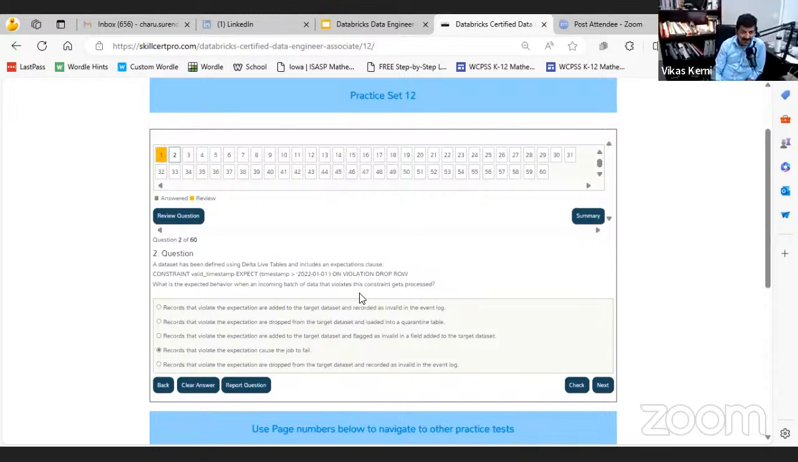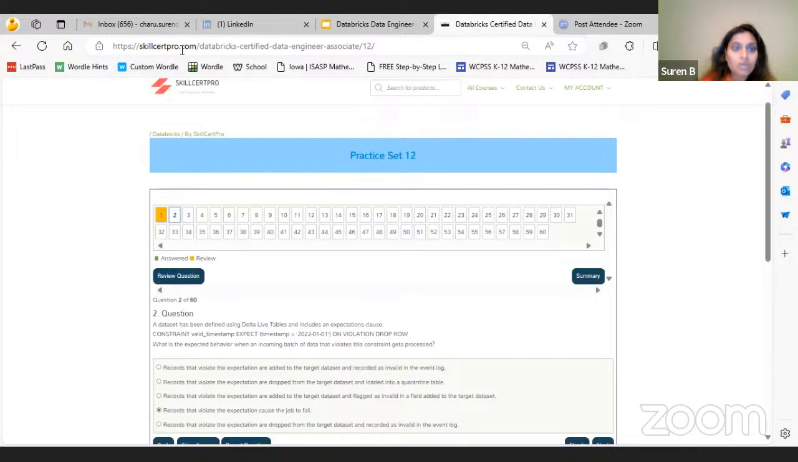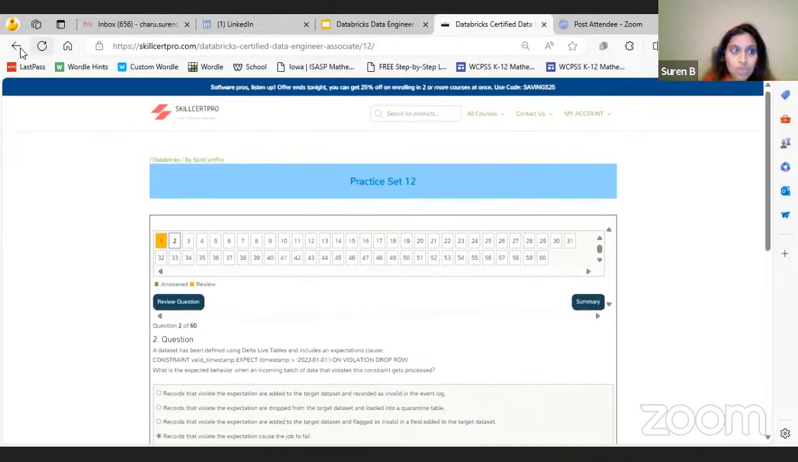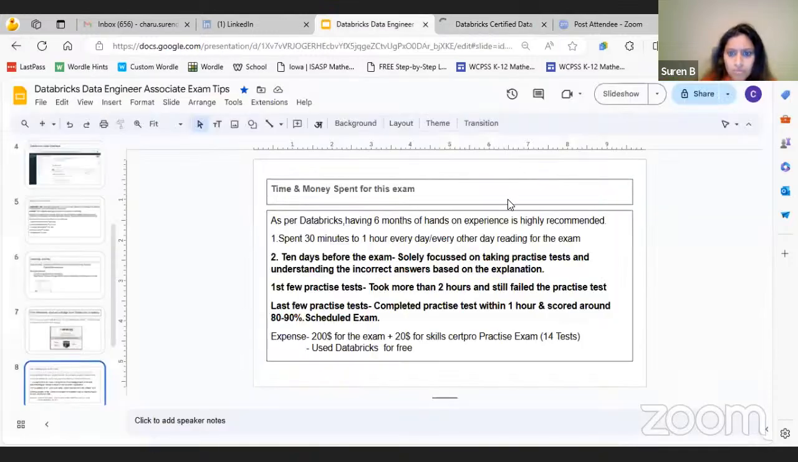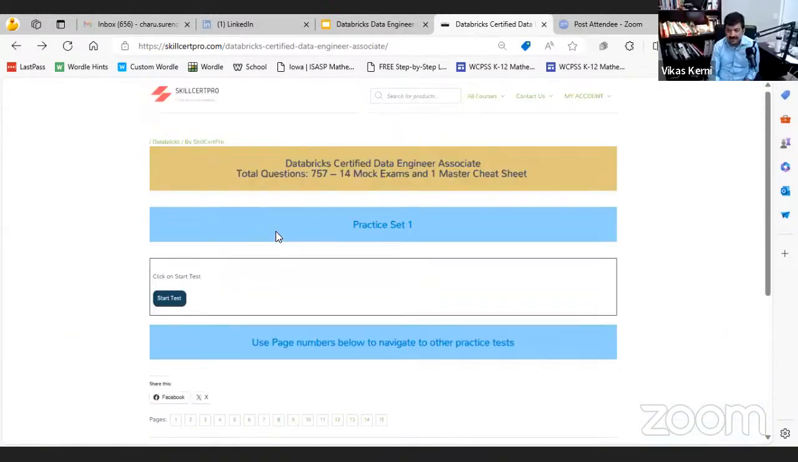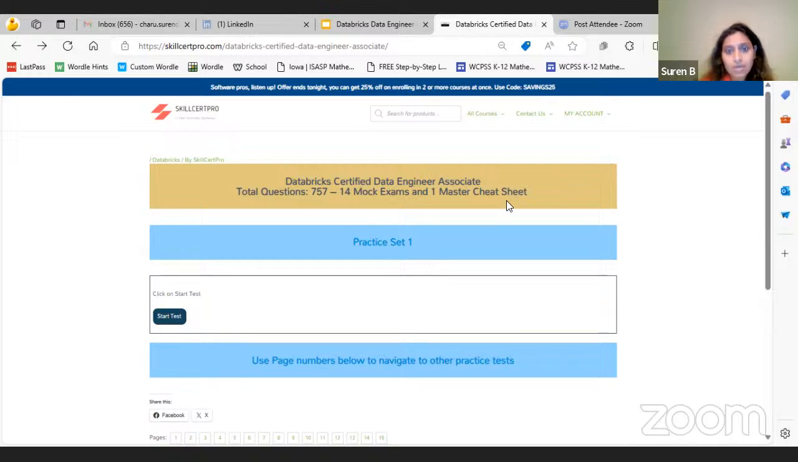It's Skill Cert Pro, for certification. How many practice sets does it have? It shows 12 here, but there were 14 tests. Yes, here you can see all the way down: 14 mock exams and one master cheat sheet, where you can take some notes. Beautiful.